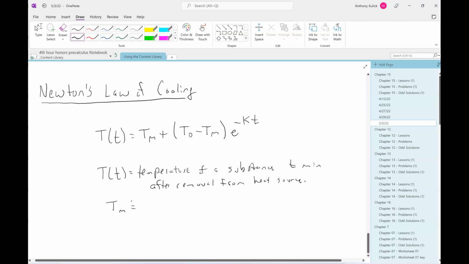T_M is the temperature of the medium. So in the case of our pizza roll example, that's the air surrounding the pizza rolls. If you're like a medieval blacksmith and you're pulling the sword out of the furnace and you beat on it a little bit and you stick it in the cold water, it'd be the temperature of the cold water. That process, I think, is called annealing.